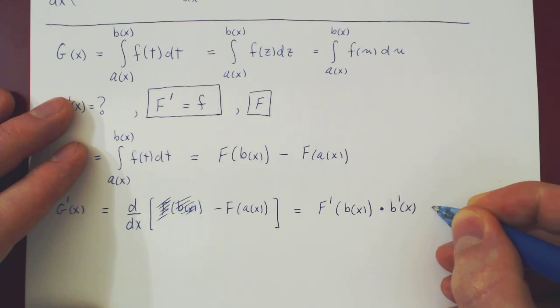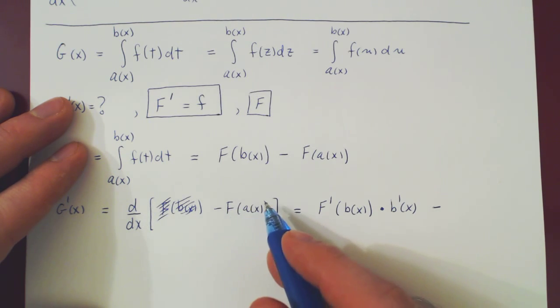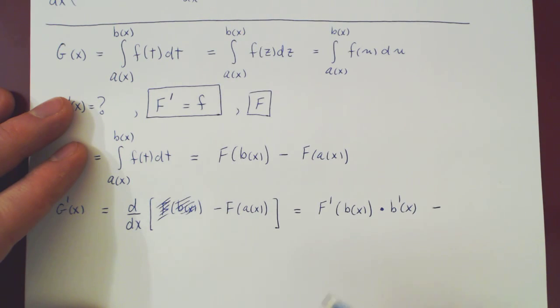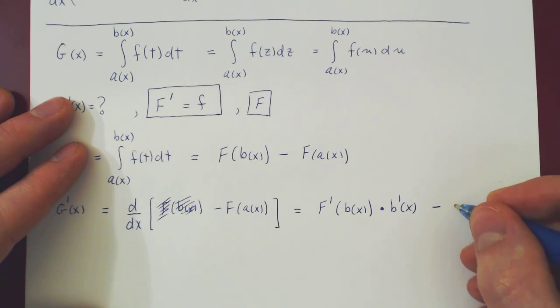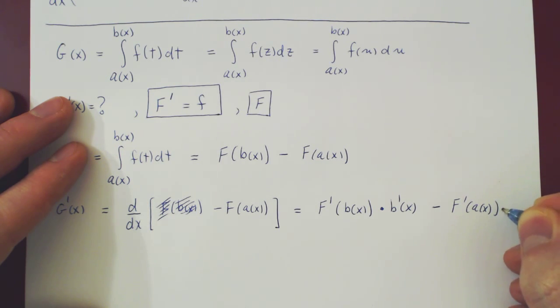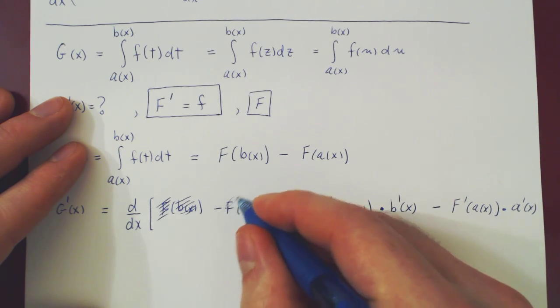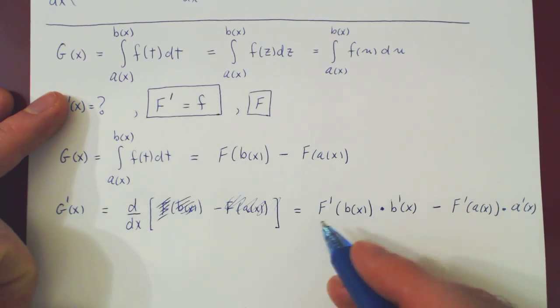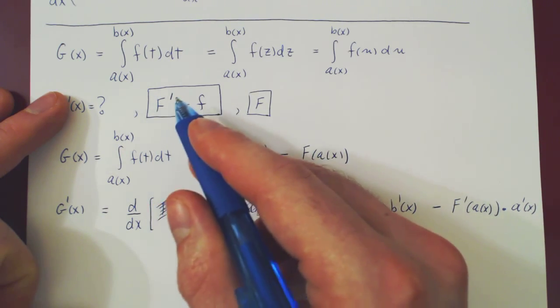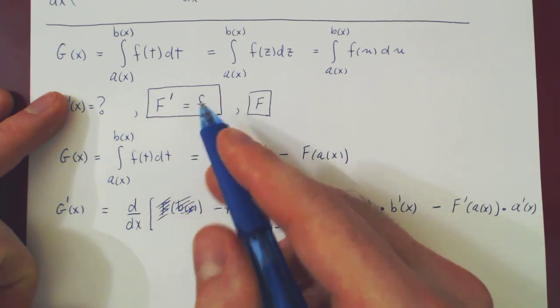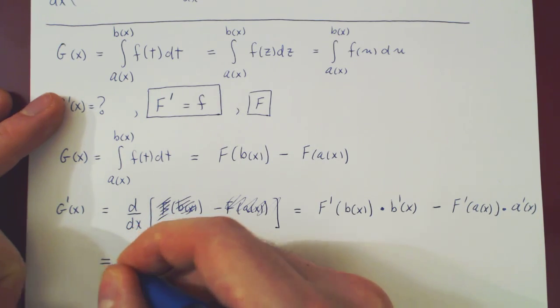Minus, well, this is trivial now. It's just F of a of x. Same thing as this one, but replace b by a. So we have f prime at a of x times chain rule a prime of x. Now we have the derivative, but we can simplify further, as big F prime is just lowercase f, as F is an antiderivative of lowercase f. So what are we left with?